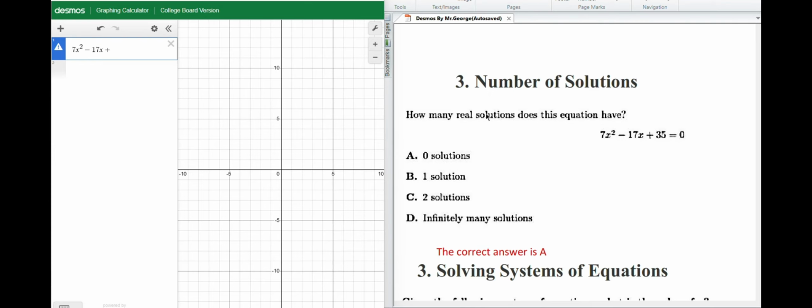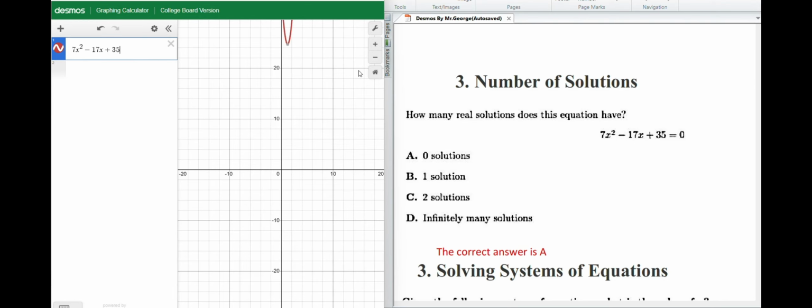We can use Desmos also to find how many solutions for any of the functions we have. For example, over here we have this quadratic function and it's asking how many solutions. We just type in the equation just like that, plus 35 equal to 0. If you hit equal to 0, you will see no graph. So usually we don't have to put equal to 0 to see the graph.